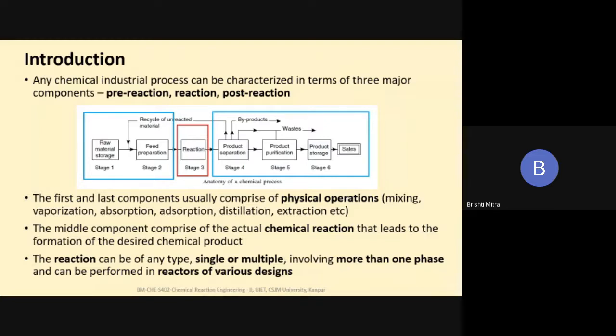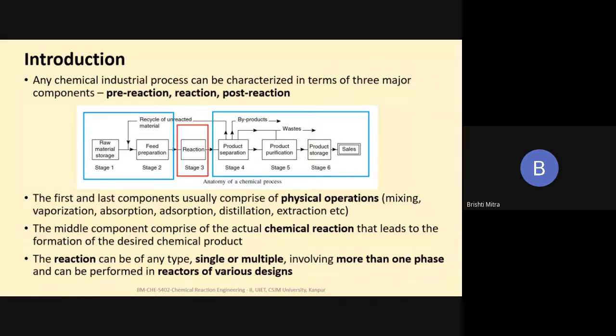The one which is in the center, according to this figure, known as stage 3, is where the actual reaction is taking place, where your raw materials are getting converted into products. But that is not the only unit in an industrial process, unlike what would be there in a chemical lab or a chemistry lab. Here we have several units which are present before the reaction step, and several which are after the reaction step.